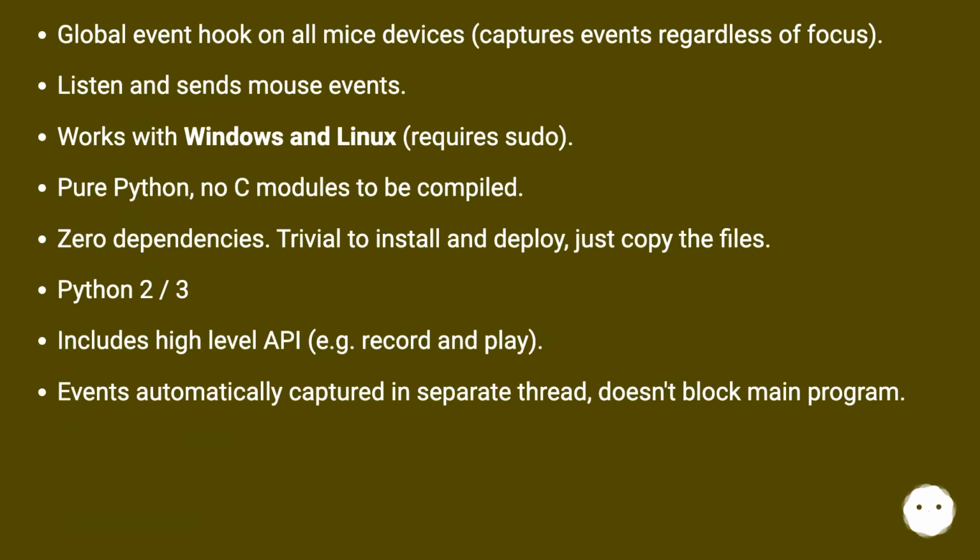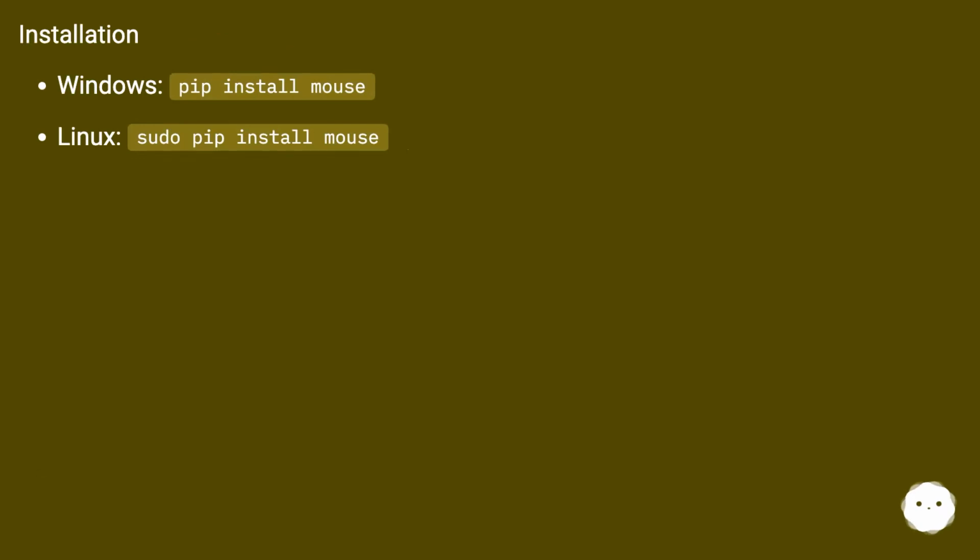Just copy the files. Python 2/3. Includes high-level API, e.g. record and play. Events automatically captured in separate thread. Doesn't block main program. Tested and documented. Installation. Windows: pip install mouse. Linux: sudo pip install mouse.